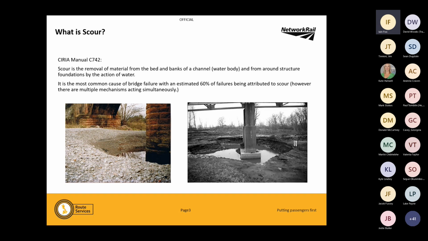I don't know whether you can see my cursor. David, can you just see whether you can see my cursor pointing? Yep, yes, you can see that.